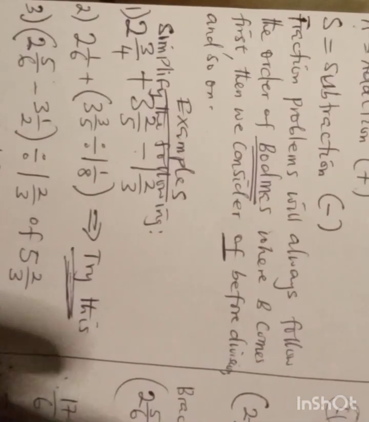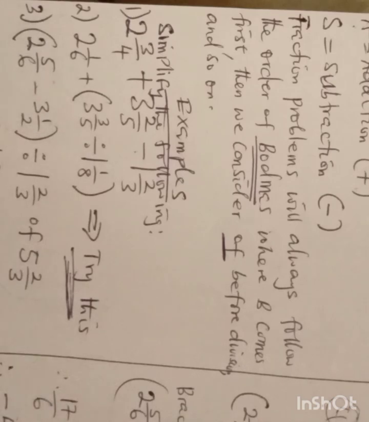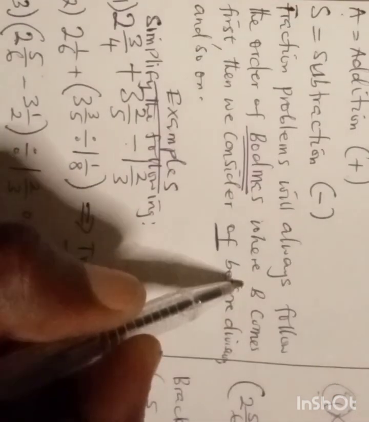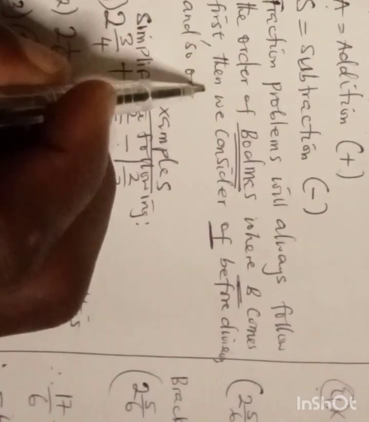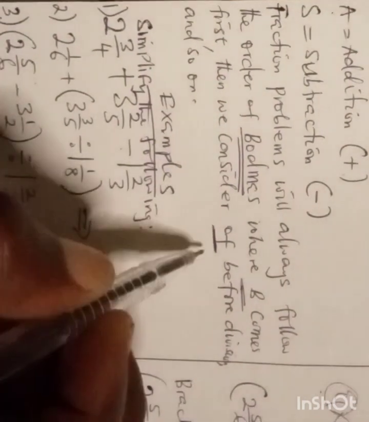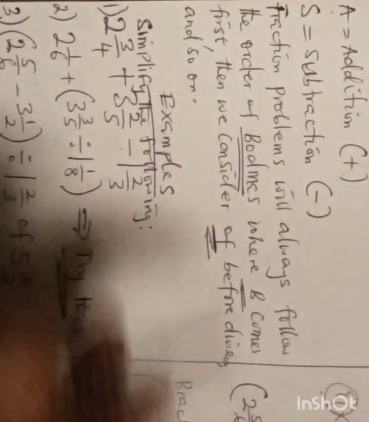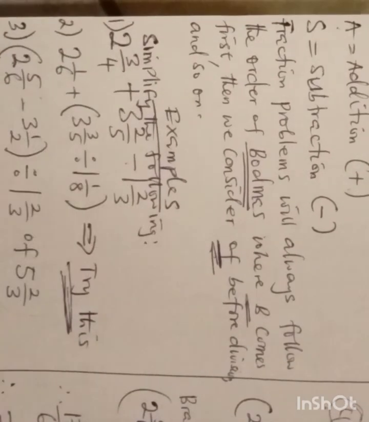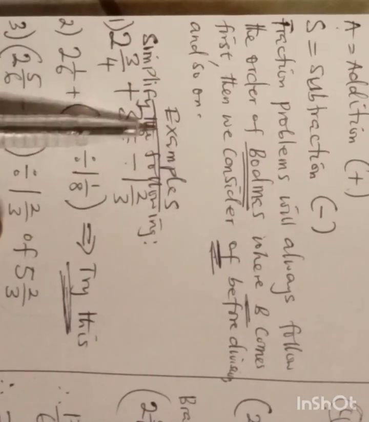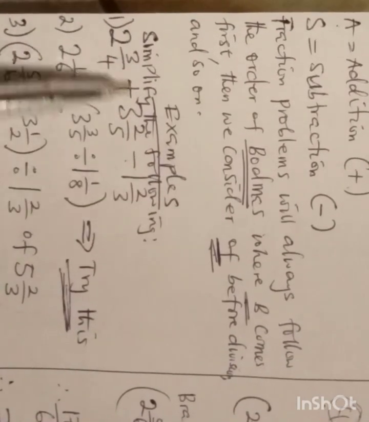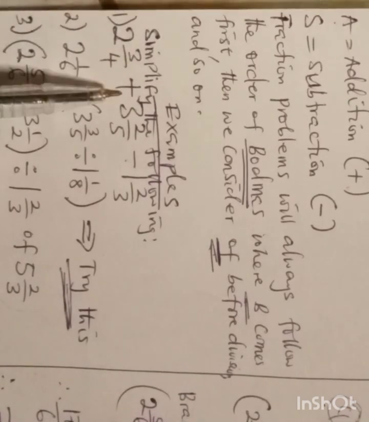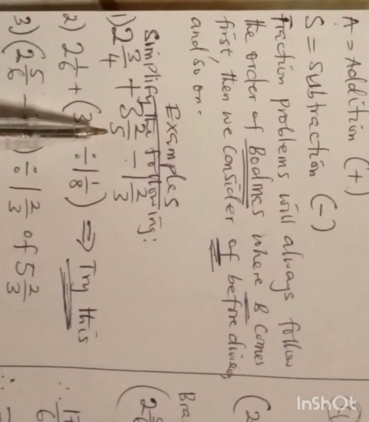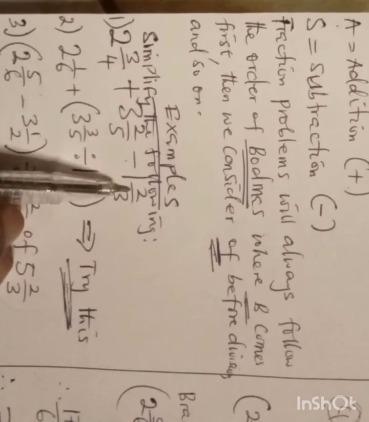Now, in solving problems that involve fractions, the problem will always follow the order of BODMAS, where B comes first. After B comes first, then we consider of before considering division, and so on and so forth. For example, let's solve this example where we have: simplify the following: 2 whole number 3 over 4 plus 3 whole number 2 over 5 minus 1 whole number 2 over 3.